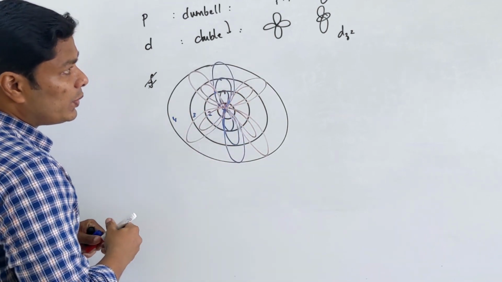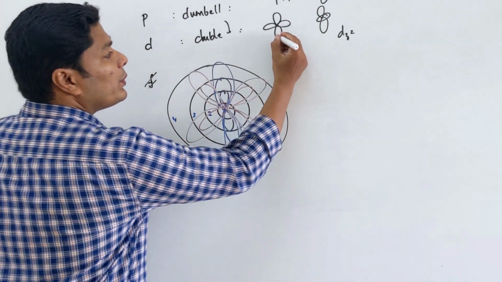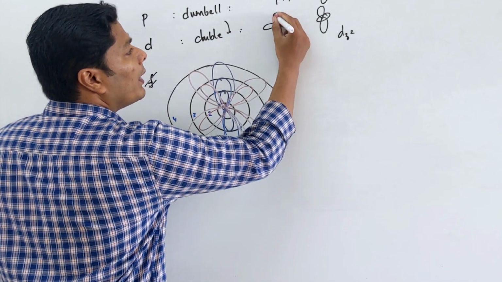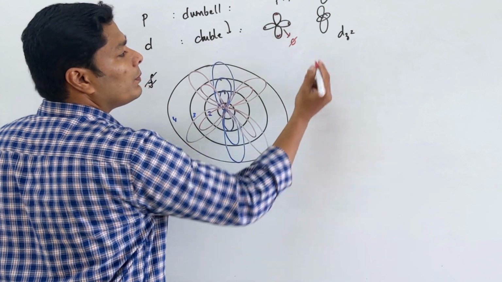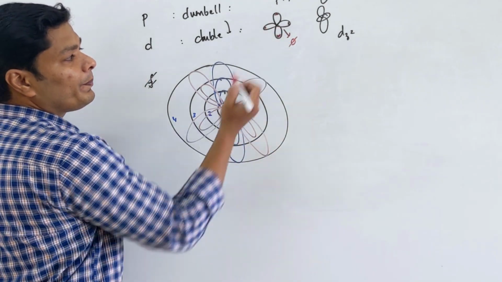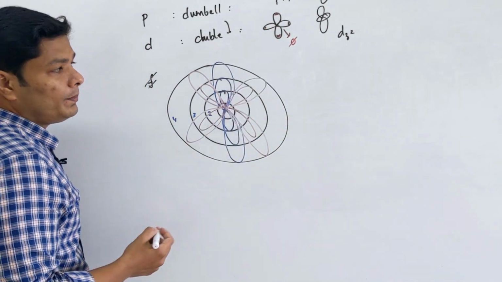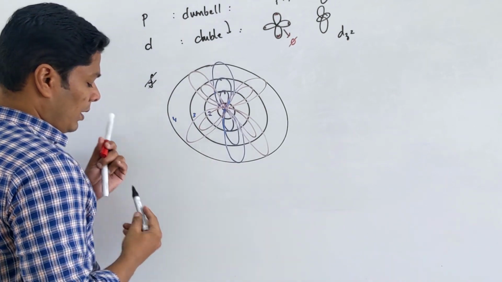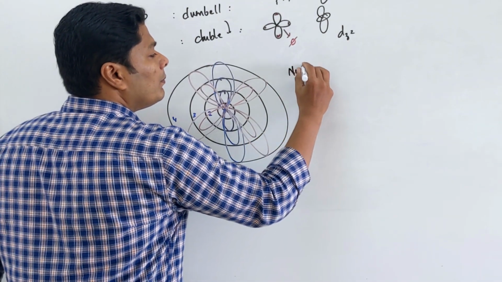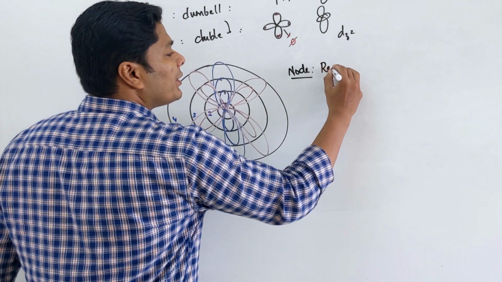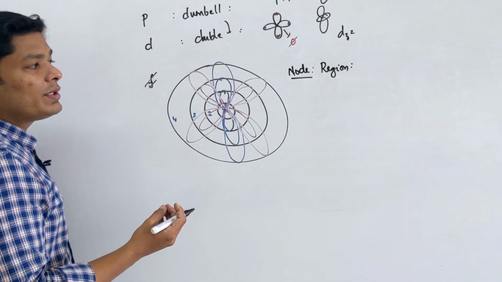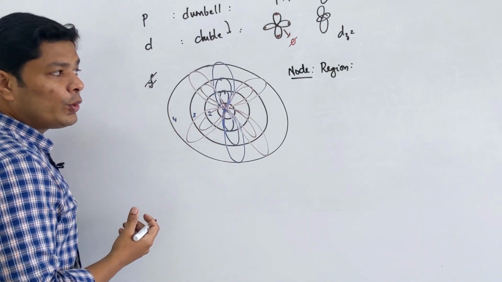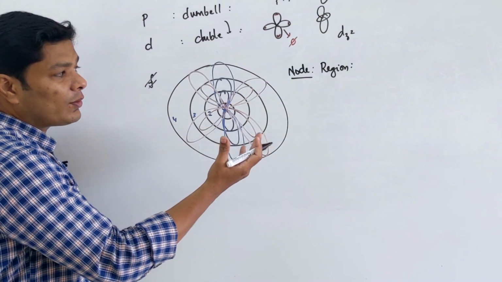If you take a dumbbell, usually the electrons are always towards the end, and the electrons here are 0. Probability of finding an electron is 0. Okay, that is called a node. Node is a region, okay, where the probability of finding an electron is 0. For example, here I am showing you the nodes. Probability of finding an electron is 0.